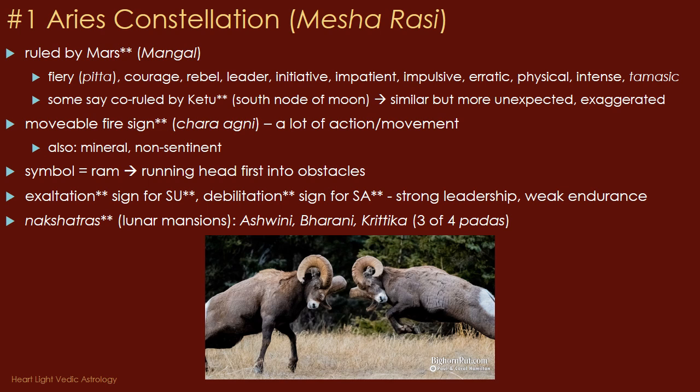Okay, and I'll talk about this more, Aries can represent different places and different things besides people. Minerals and non-sentient things can be represented by Aries, as opposed to sentient beings or animals or plants. Now, the symbol of Aries is a ram. You can see the picture here of these two rams going at each other, butting heads.